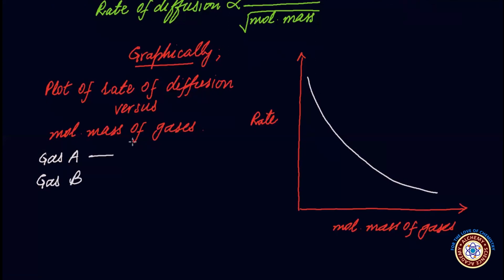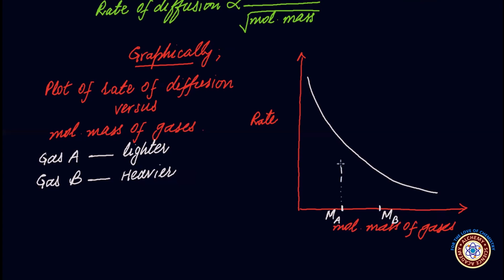Supposingly gas A is lighter, means it has a lower molecular mass, and gas B is heavier, means it has its particles more massive than the particles of gas A. And if we plot a graph of their masses versus their rates, we find that, say this is molecular mass of gas A denoted as MA, and this is the molecular mass of gas B, which is a heavier gas.